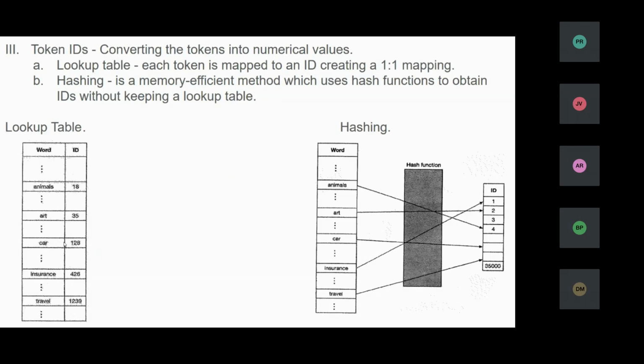And the other one is hashing. Hashing is a memory efficient method which uses hash functions to obtain the IDs without keeping a lookup table. One of the differences between lookup table and hashing is that you cannot get the word from the ID in hashing. If you use hashing, it is not necessary that you will get the same word from the ID. Whereas in a lookup table, you can retrieve the word back with the help of IDs.